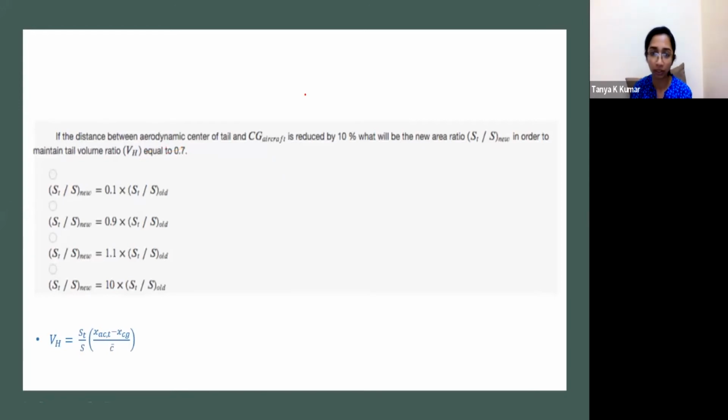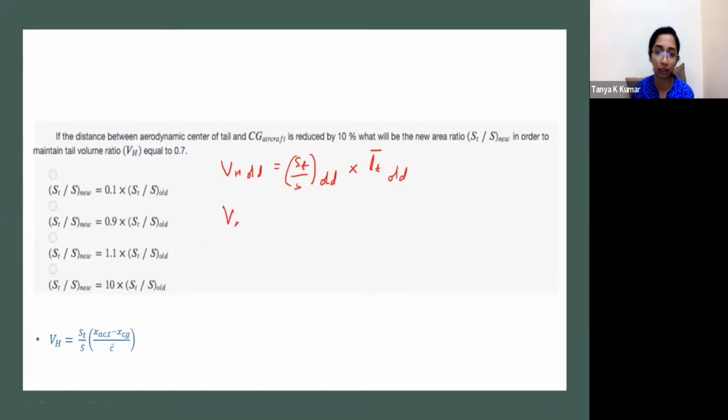So the original VH, VH old, is ST upon S old into this, which is nothing but LT. The XACT minus XCG we have represented as LT, and when you divide it by the chord, you get a bar over it. So LT bar old. What it says is this LT is reduced by 10%.